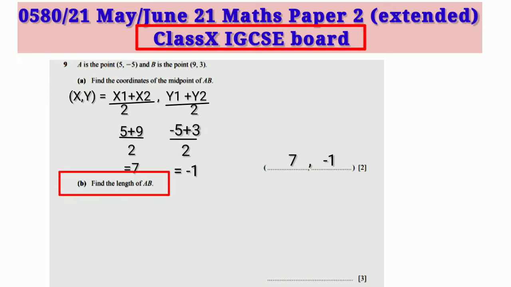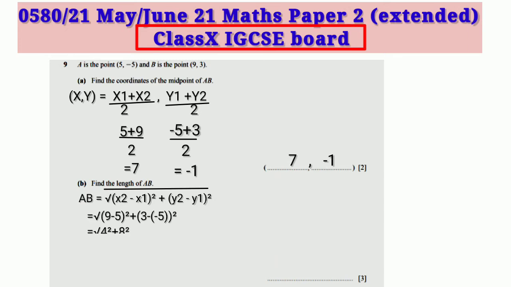B part of the question. Find the length of AB. Length AB is equal to the square root of x2 minus x1 squared plus y2 minus y1 squared. Let us substitute values of x2, x1, y2, y1. We have root of 9 minus 5 squared plus 3 minus 5 squared. 3 minus 5 will become 8. So we have 4 squared plus 8 squared, which comes to 16 plus 64, or square root of 80. Root of 80 is 8.94. So length AB is 8.94 units.